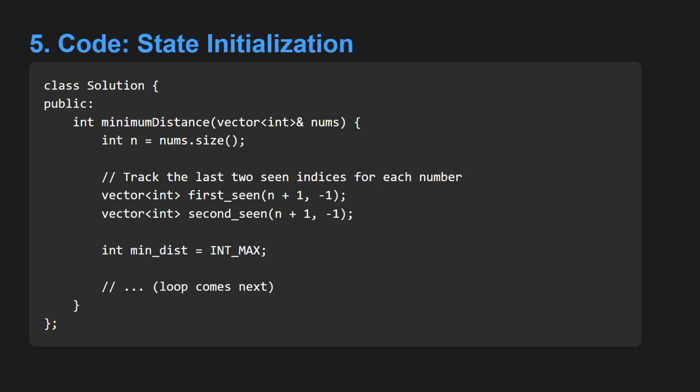For the implementation, we can declare 2 integer arrays, first seen and second seen, both of size n plus 1, initialized to -1. These arrays will dynamically track the 2 most recent indices we have encountered for any given number in the array. We also initialize our minimum distance to infinity.